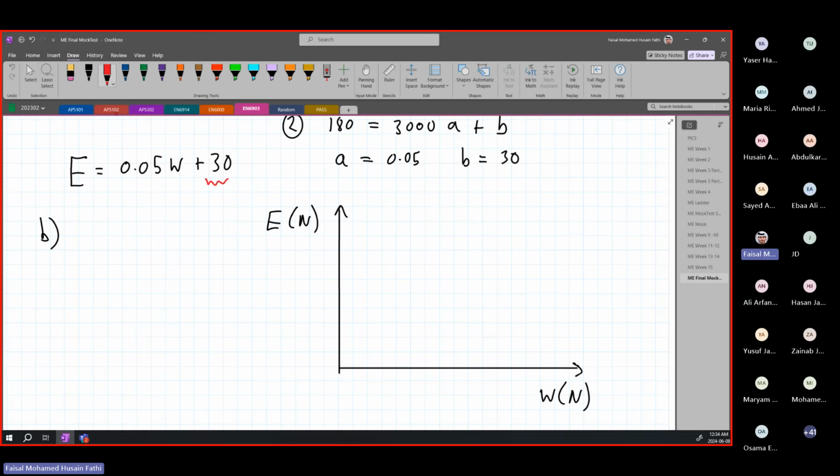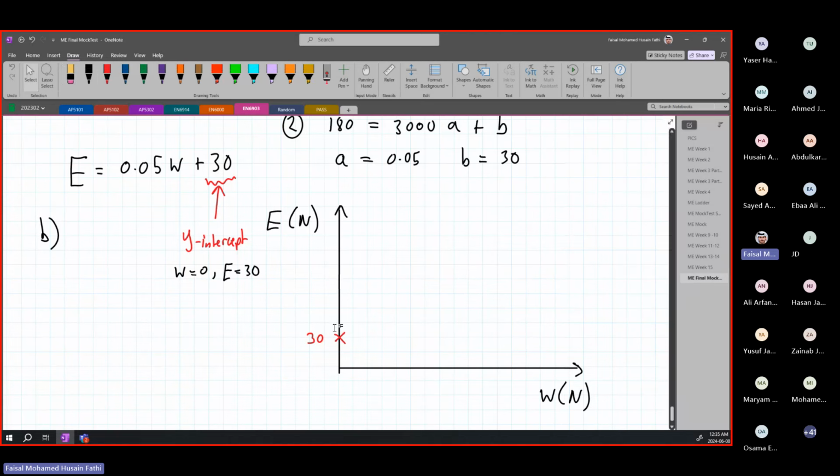So the first thing you're going to notice in the equation is this 30. This is your y-intercept. What does y-intercept mean? It's a point on your y-axis, okay? Let's say that this is 30 over here, actually at the bottom. This is your 30. Y-intercept means W equals 0 and Y, or in this case E, is equal to 30. All right, this is what your Y-intercept is. Okay, so the intersection of the Y-axis.